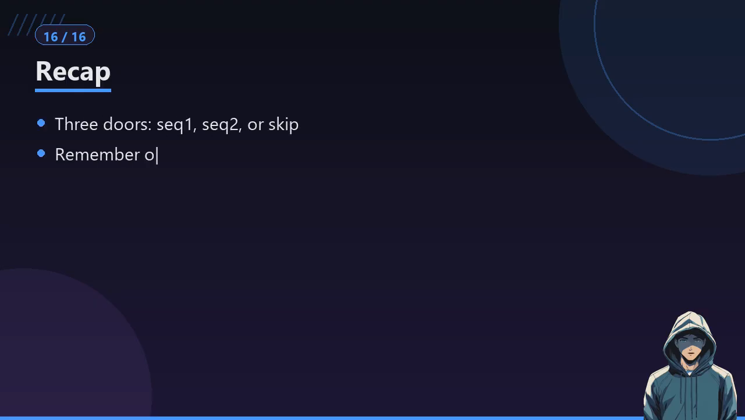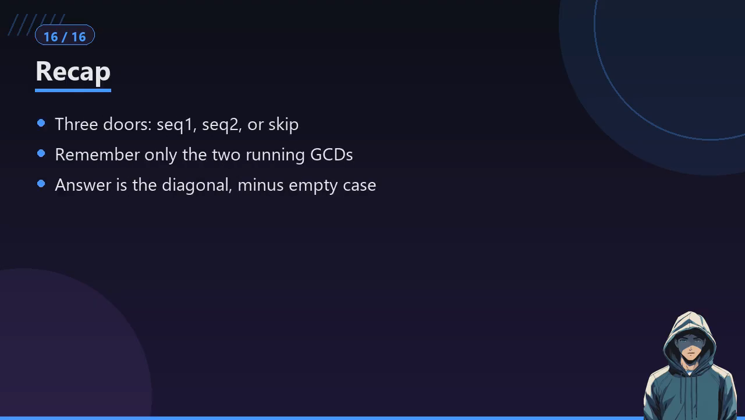Let's land the plane. Every element picks one of 3 doors, group 1, group 2, or the bench. The only memory we need is the pair of running GCDs, a tiny grid of counts, and dynamic programming fills that grid 1 element at a time. At the end, equal GCDs means read the diagonal, skipping the all-empty corner. A hard problem, tamed by remembering just 2 small numbers.